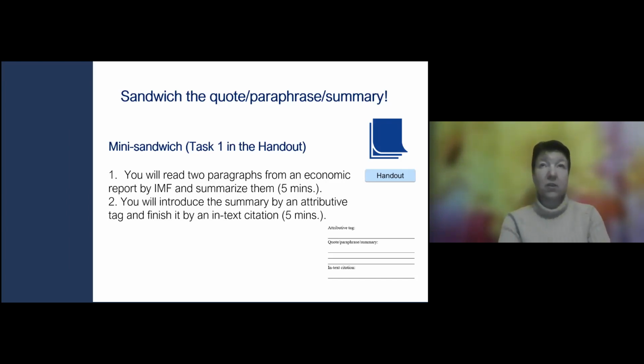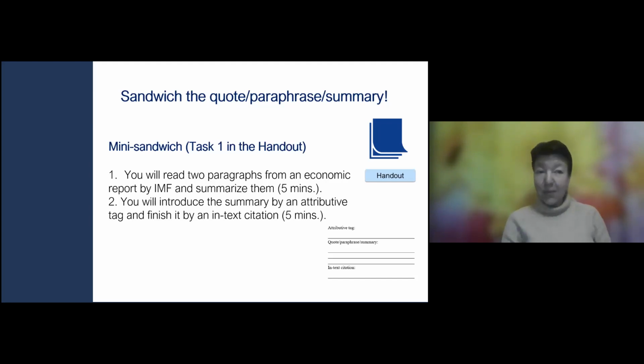Summarize, because we really don't need something that's 2 paragraphs long. It's possible that you can do it in just 1 or 2 sentences. And then we will start with an attributive tag and finish it with an in-text citation. Okay, all right. So an attributive tag, if you look into your handout, after this task 1, there are examples of reporting verbs that can be used to introduce a quote or a paraphrase or a summary.